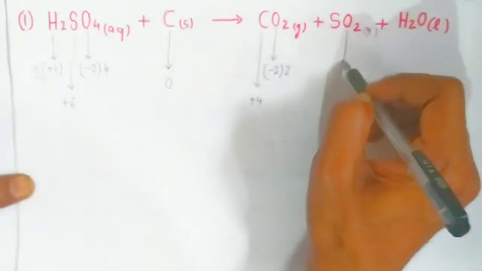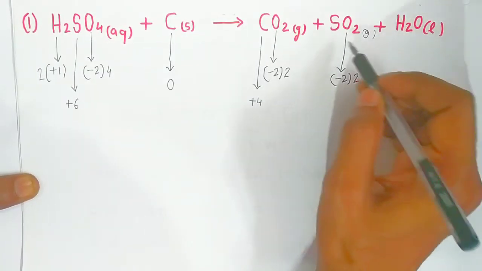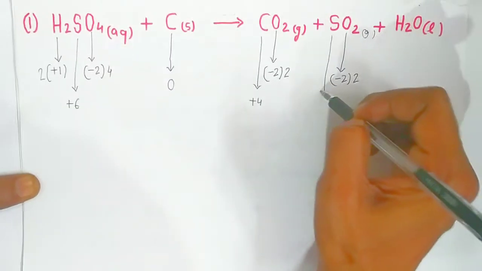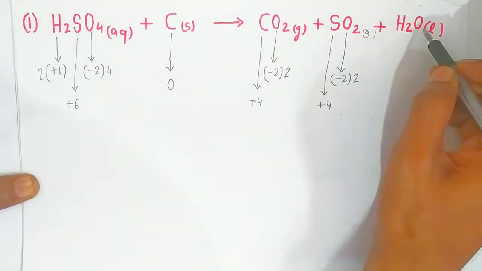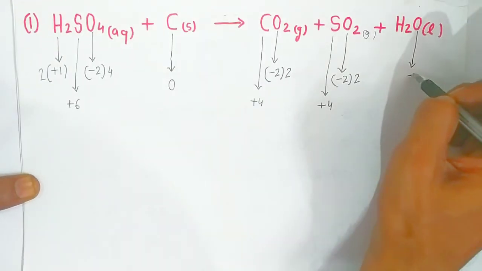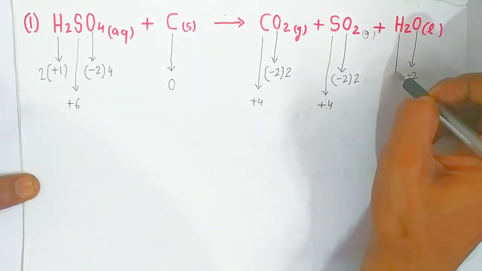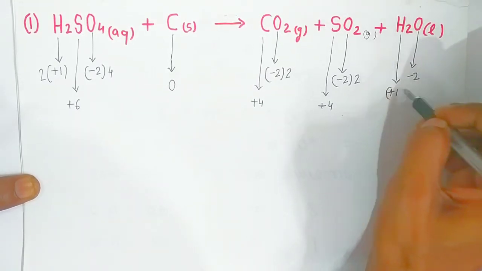Now here also you can calculate the oxidation number of sulfur in sulfur dioxide. You know the oxidation number of oxygen is -2. A total of 2 atoms are involved, so that is multiplied by 2. Now when you see the sulfur oxidation number, it will become +4. This is the oxidation number. Same thing, you can write the oxidation number of oxygen in water, that will be -2. So what will be the oxidation number of hydrogen? That is +1 multiplied by 2.